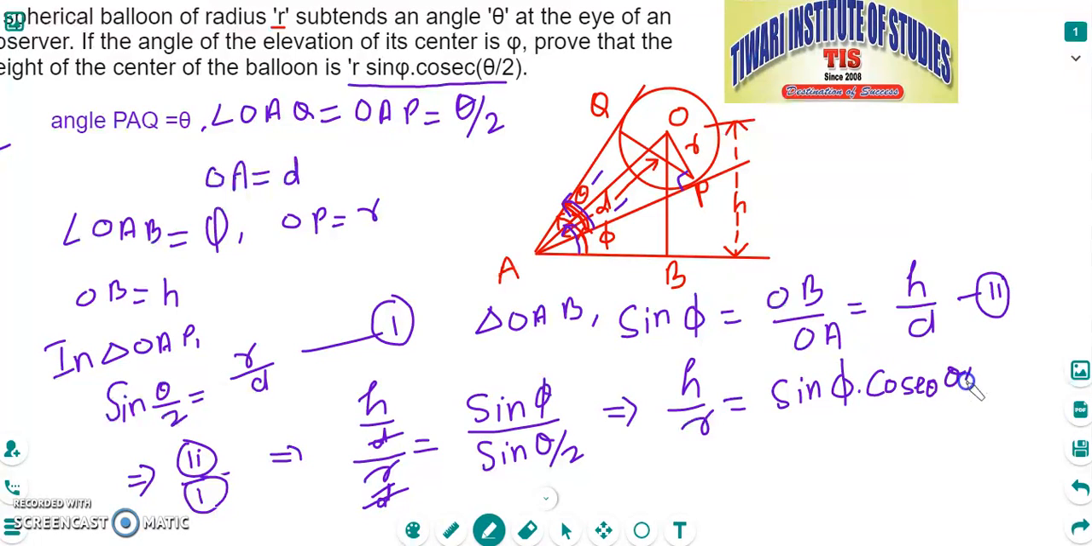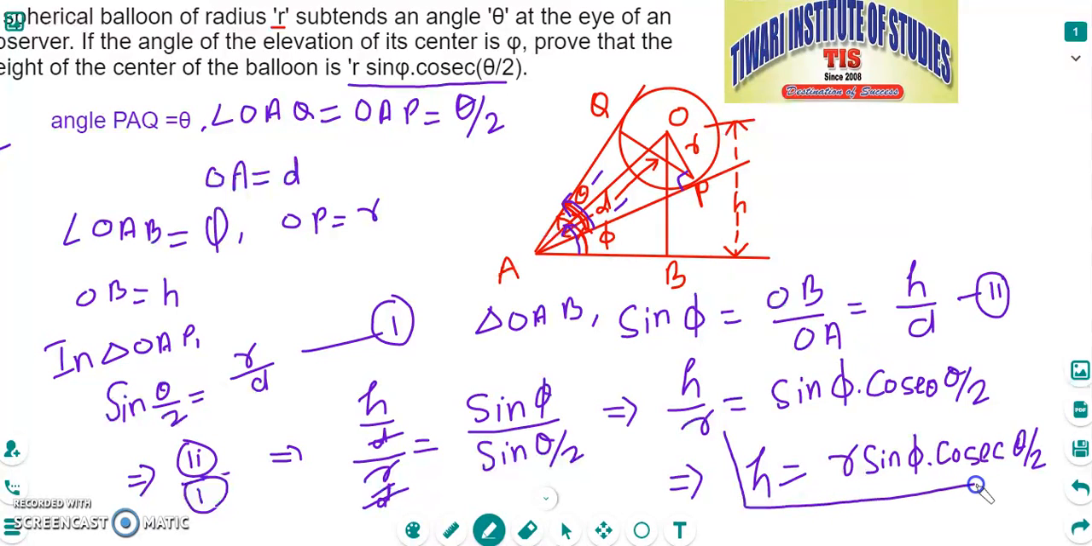Now because we need to find the value of H, that is the height of the center, R will go in multiplication, which will be equal to what we need to prove, that is R sine phi times cosec theta by 2. This is what exactly you need to prove.